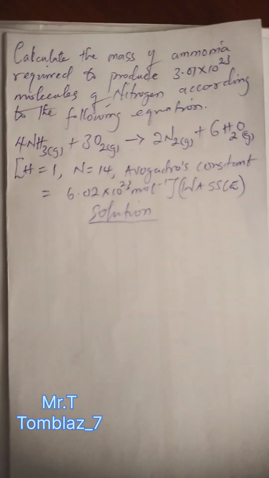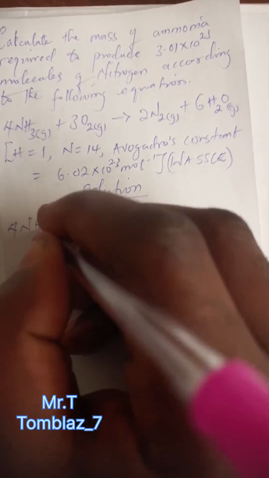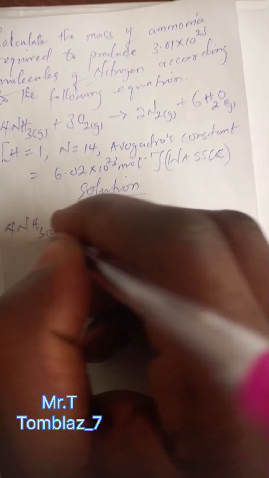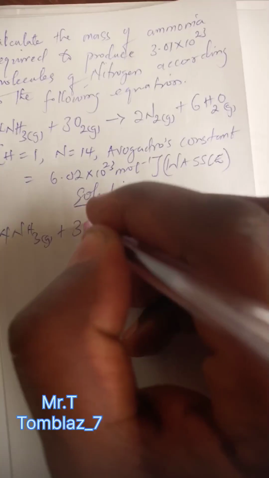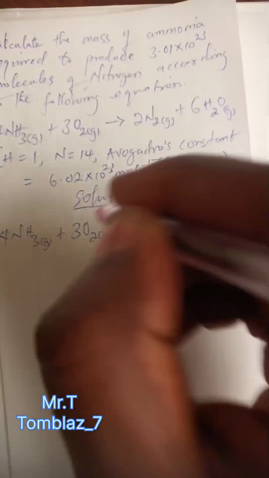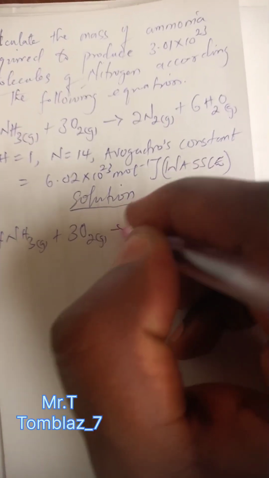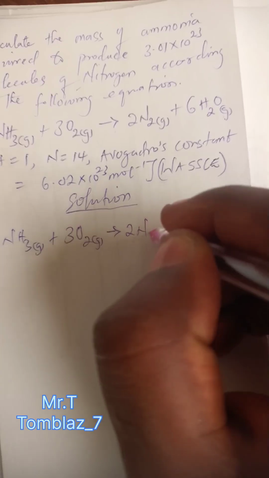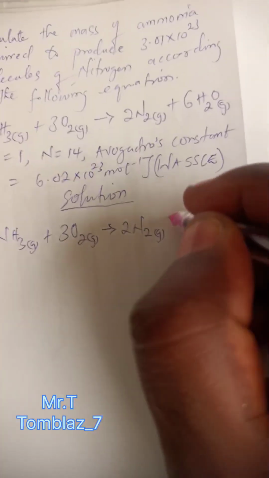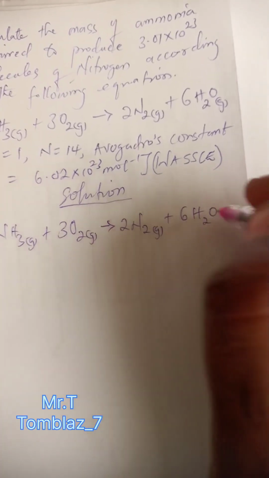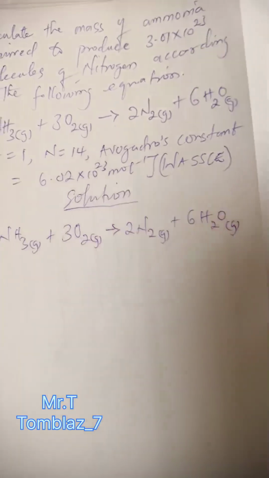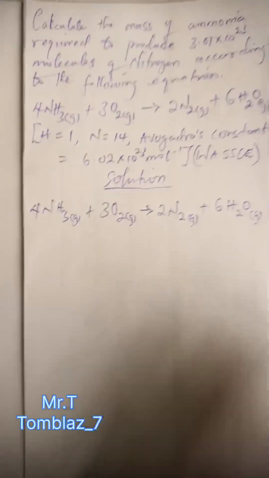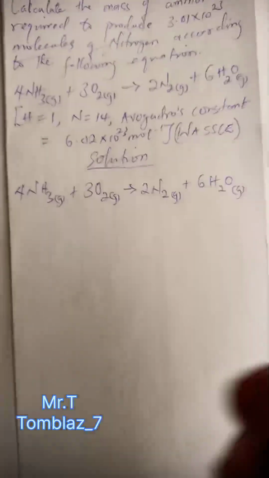Okay, so let's start with our equation first. We have 4NH3, that's 4 moles of ammonia, plus 3O2 gas, oxygen, then 2 moles of nitrogen gas, and then 6 moles of water, which is steam in this case since it's gas, right? Okay, so let's start the relationship now.